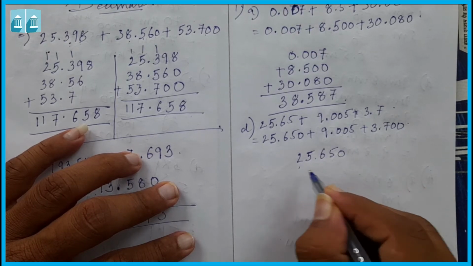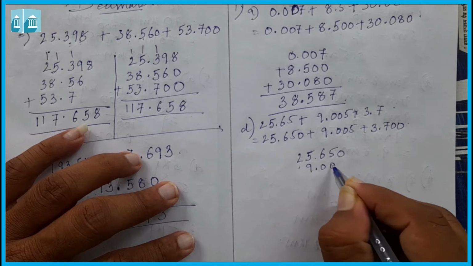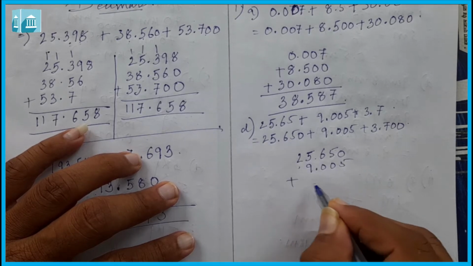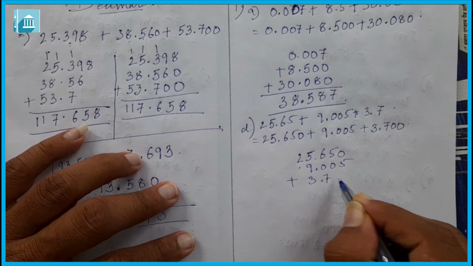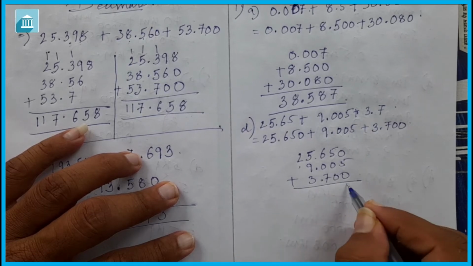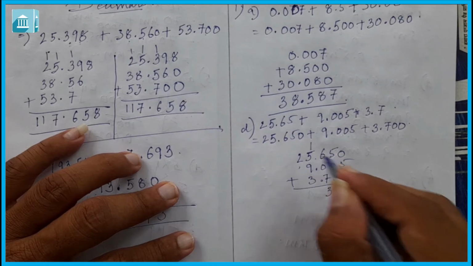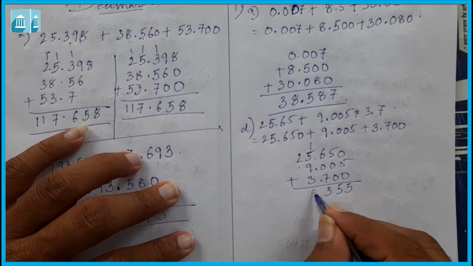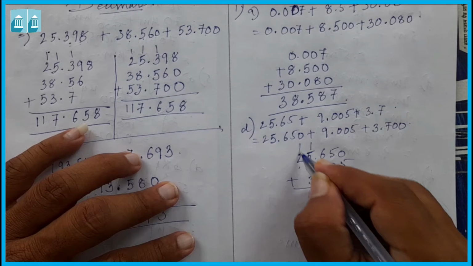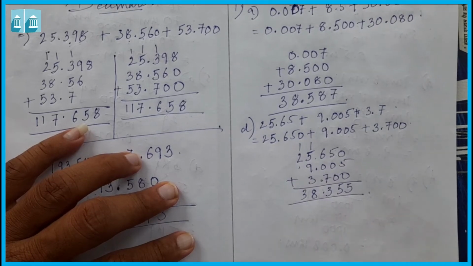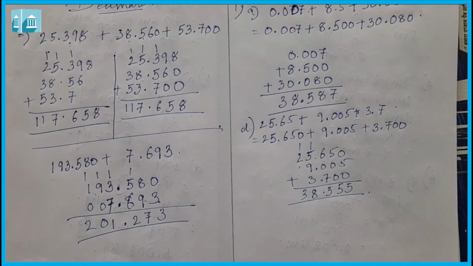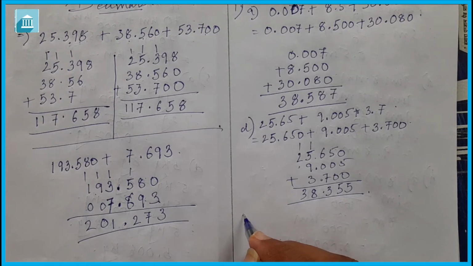So when we add it, it will be 25.650, 9.005 plus 3.700. So it is 5, 6 plus 7 is 13, carry 1, 15 plus 1 is 18, and 3. So this will be the answer again, 38.355. Now let us see F.